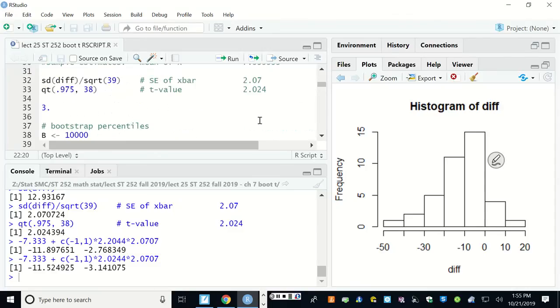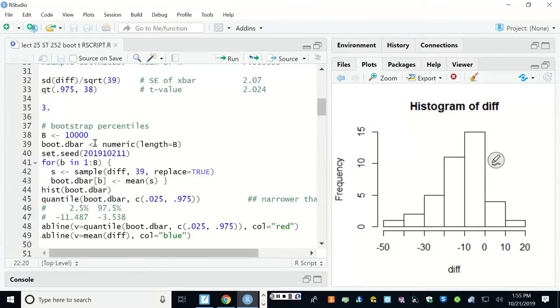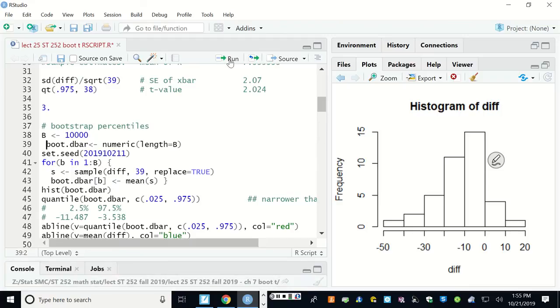The bootstrap sample, we have to set up some code. We are going to do 2,000 bootstraps. The bootstrap average, I'm going to call D bar, kind of the average difference. Set a number seed so I could redo it if I wanted to. Then I go through a loop. I take a sample of size 39 with replacement and record the mean. So that's the whole bootstrap thing.